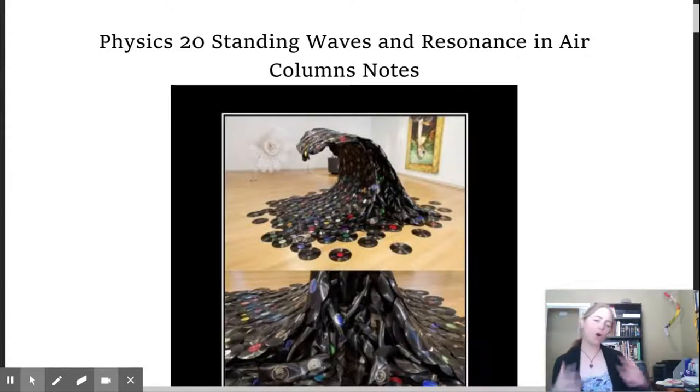So all of these concepts are based on the concept of standing waves and resonance in air columns.